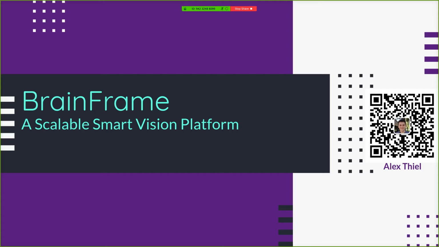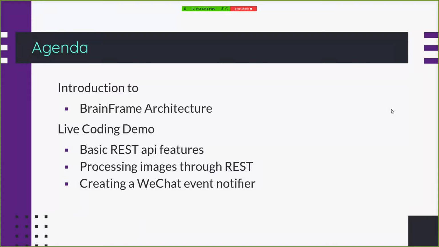Today we have a fun one. This is going to be primarily focused on programming with BrainFrame's REST API, and specifically the Python wrapper around the REST API. So the first thing I'm going to talk about is a little bit about the relevant architecture, and then I'm going to do 3 demos.